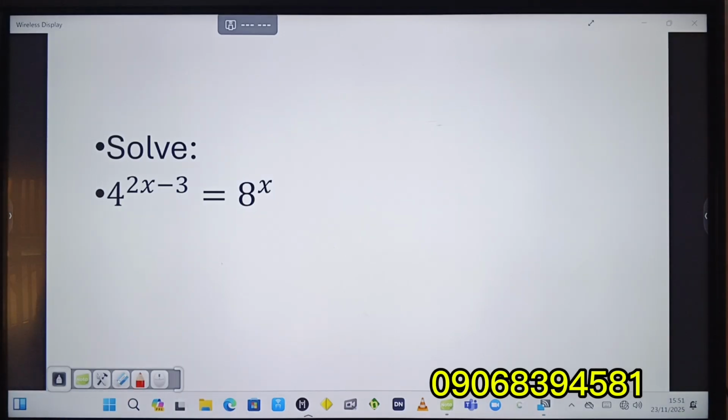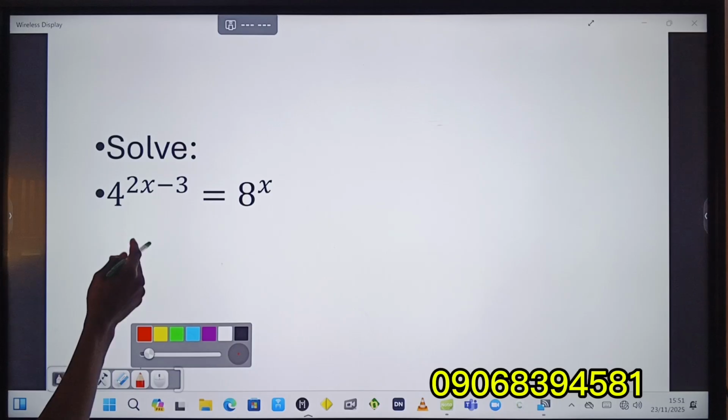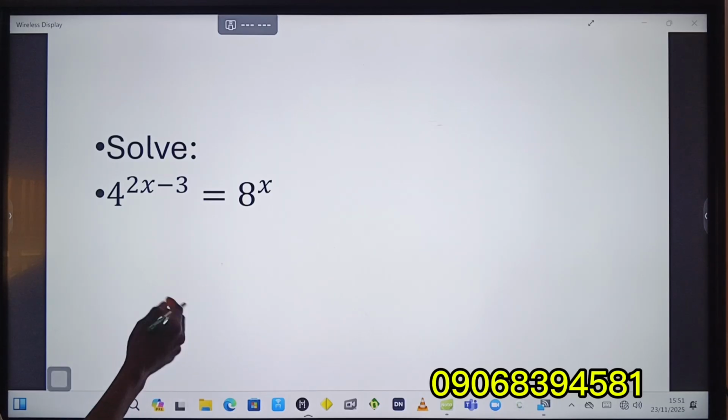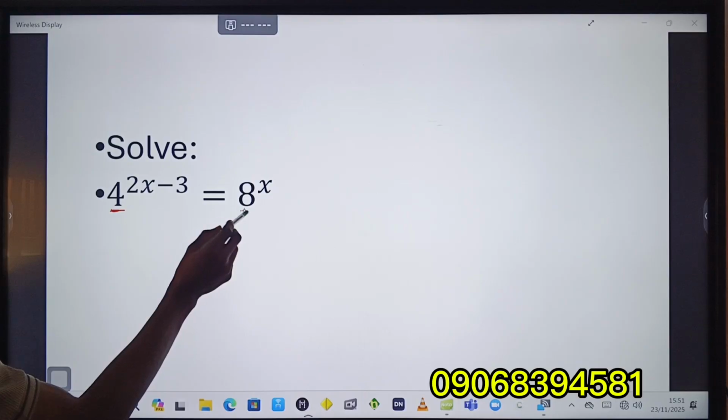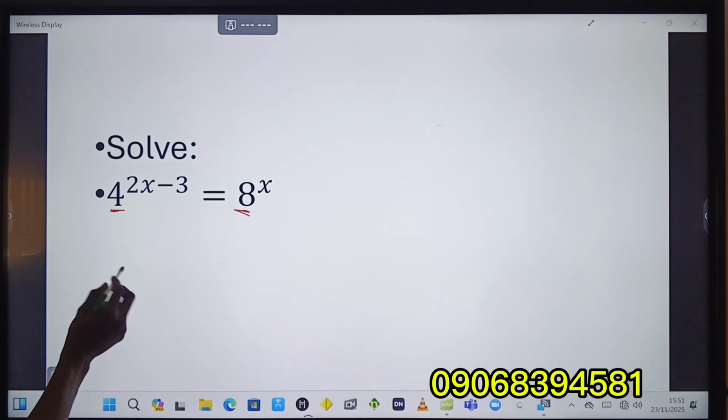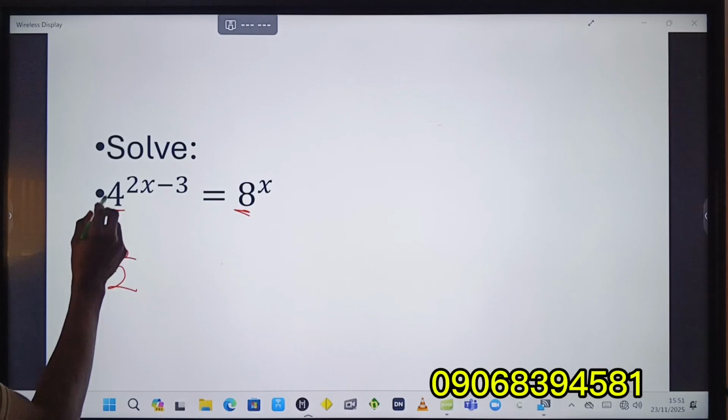Solve 4 raised to power 2x minus 3 equal to 8^x. This one is a bonus question. All you want to do is let this 4 and this 8 be in the same base. What's the common base you can have? 2. So 2 raised to power 2 will give me 4.